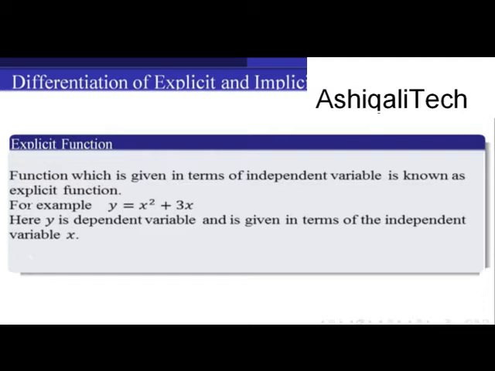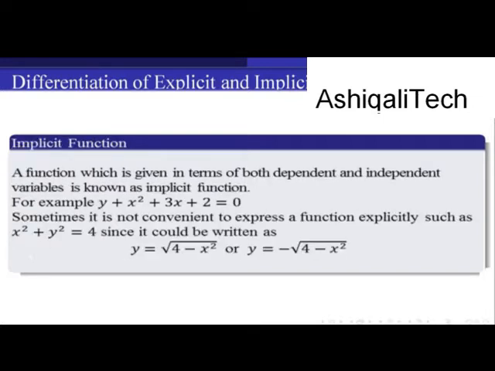A function which is given in terms of independent variable is known as explicit function. For example, y is equal to x square plus 3x. Here y is dependent variable and is given in terms of the independent variable x.